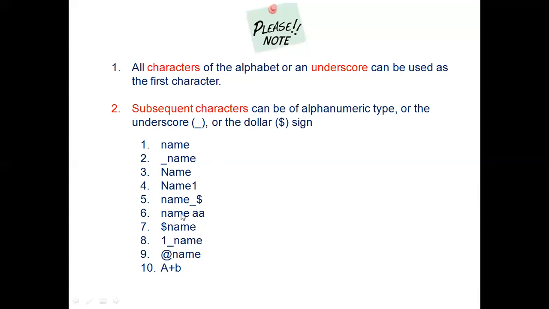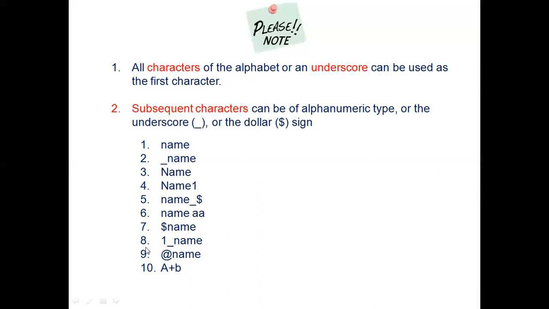Next, sixth one, name space AA. Is it valid? No, not at all. Even though this one starts with a small letter n, in the subsequent characters there is a space, which we have not mentioned in the rules. That means the sixth one is invalid. Next, seventh one, dollar name. The first letter starts with dollar, but the first letter must be a character of the alphabet, small case or uppercase, or it can be underscore, but not a dollar. That means the seventh is also invalid.